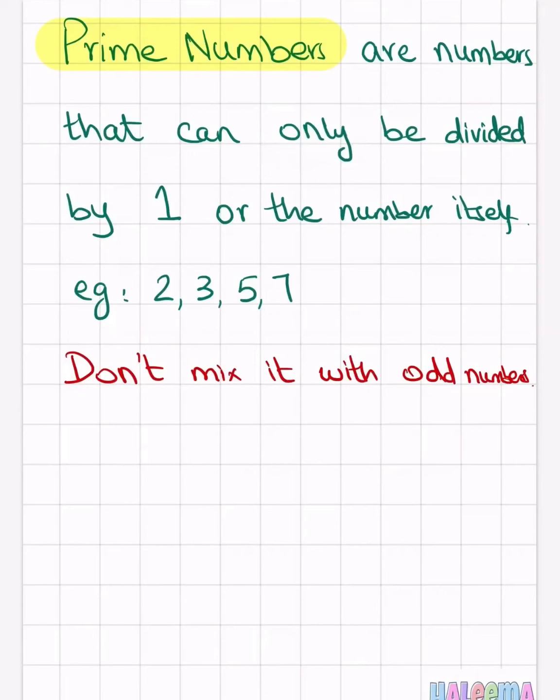Prime numbers are numbers that can only be divided by 1 or the number itself. For example, 2, 3, 5, 7, 11, 13, 17, 19, and many more.